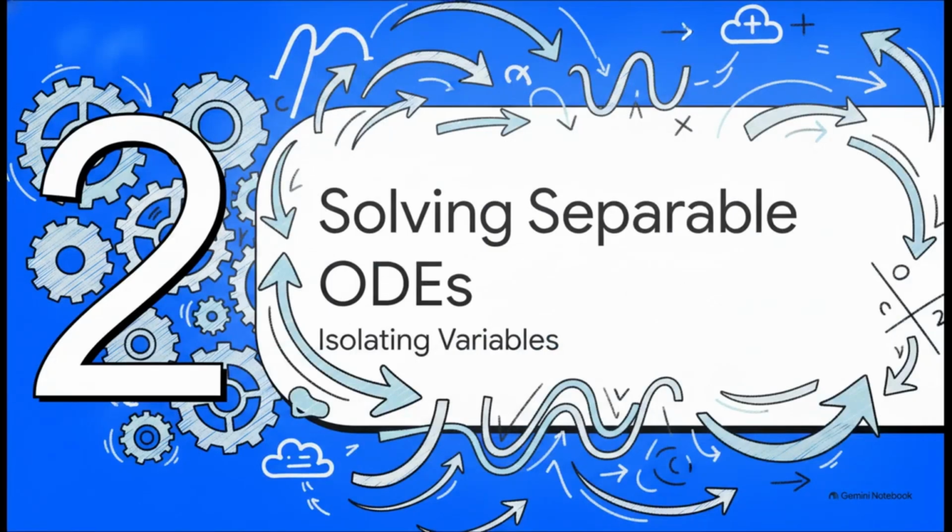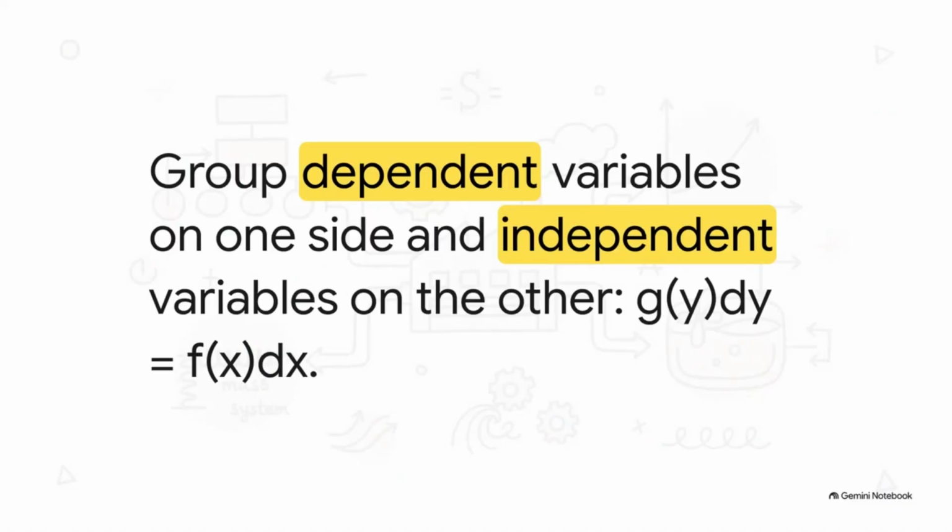Moving right along to Section 2, solving separable differential equations. A lot of the practical ODEs we encounter can actually be manipulated into a really convenient, super elegant format. By just doing some pure algebra, we can group all of our dependent y variables on one side of the equation and all of our independent x or t variables on the exact opposite side. We end up with g(y) dy = f(x) dx. And once they're neatly separated like that, you just integrate both sides independently to find your general solution. It is a massive time saver and an incredibly powerful technique.